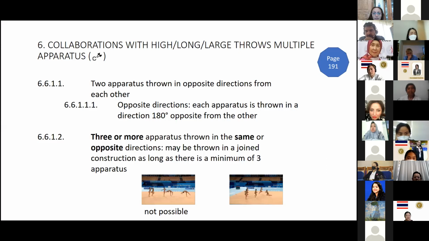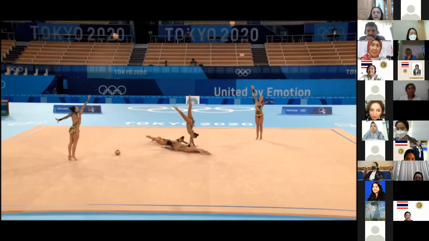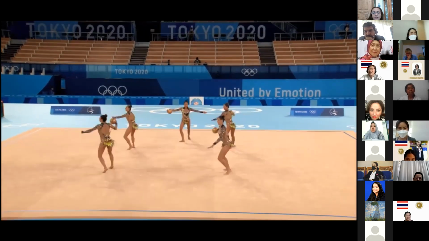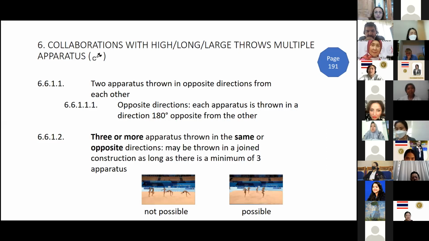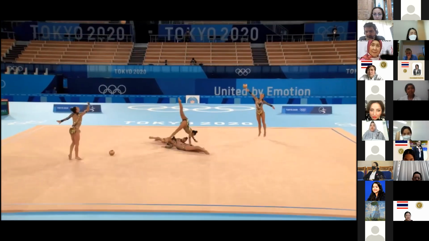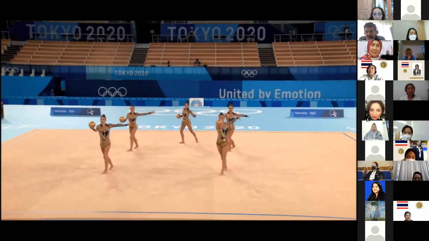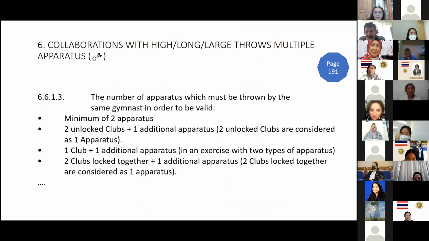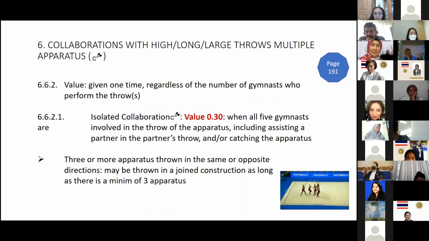Why is it not possible? Because they were not thrown in different directions, 180 degrees, two apparatus. This is possible. Why? Because they were thrown in opposite directions. The number of apparatus must be thrown by the same gymnast in order to be valid. Minimum of two apparatus, or two unlocked clubs and one apparatus, additional apparatus, one club, one additional apparatus, two locked clubs and one additional apparatus.